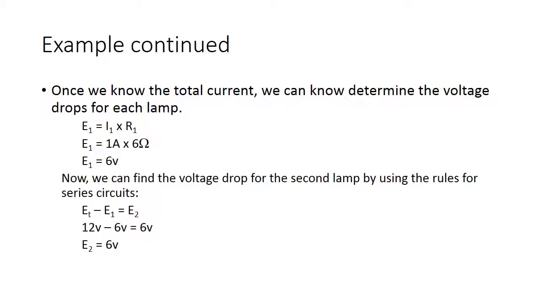Now we can use our voltage rule for series circuits to find the remaining voltage drop value. We know that the source voltage is 12 volts. And we know that the individual voltage drops have to add up to the source voltage. So now that we know that the first lamp has a voltage drop of 6, we simply subtract that from our source voltage of 12 volts, and we find that our second lamp also has a voltage drop of 6 volts. This is how these different rules come into play in a simple series circuit.